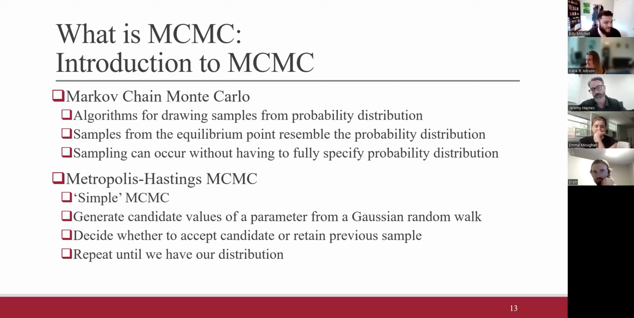But so generally speaking, what we're going to do is generate candidate values of a parameter. We're going to do this with a Gaussian random walk. We're going to decide whether or not to accept this candidate, or we're just going to retain the previous value of the sample. So this will be our parameter of interest. And then we're just going to repeat this over and over.